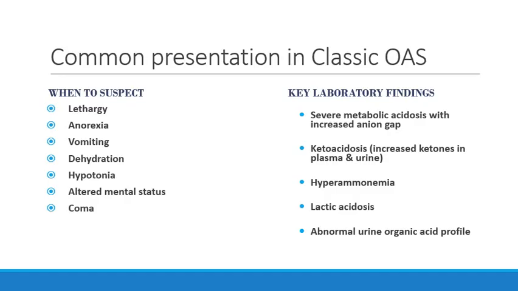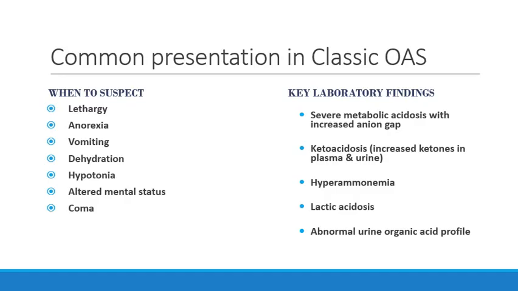The key laboratory findings include, the most important, a severe metabolic acidosis associated with an increased anion gap: sodium minus chloride and bicarbonate. If sometimes you say that we don't have chloride, it isn't done in the lab, consider the patient who is coming with severe metabolic acidosis as if he has an increased anion gap. We are going to act as if he has an increased anion gap, and we have to consider him as possible organic acidemia.